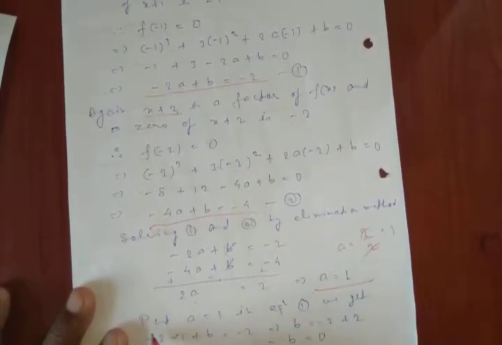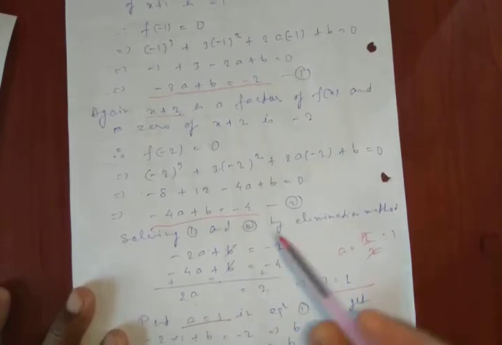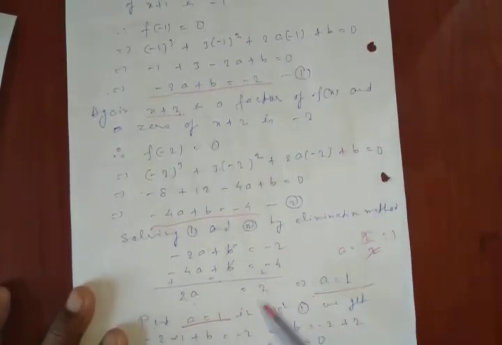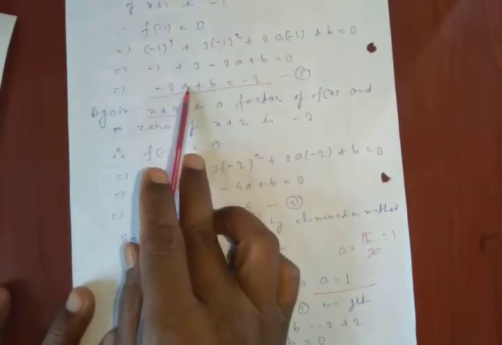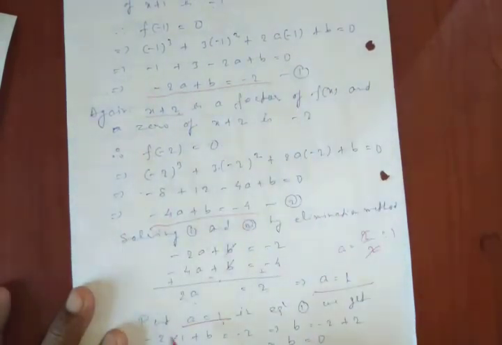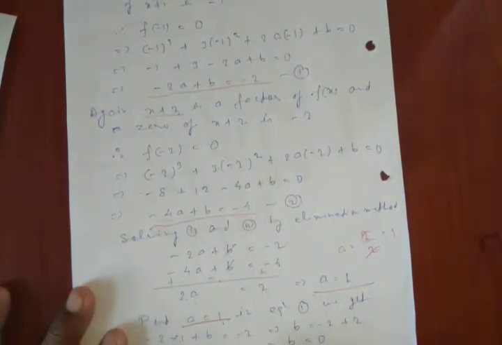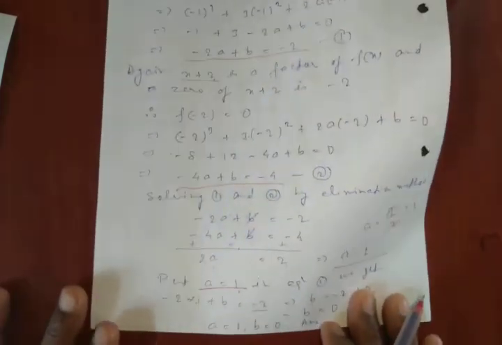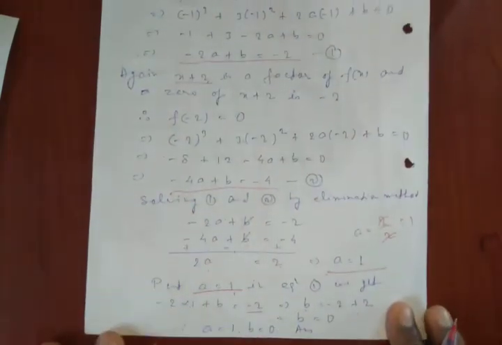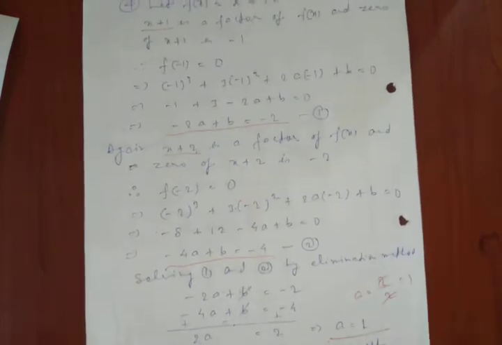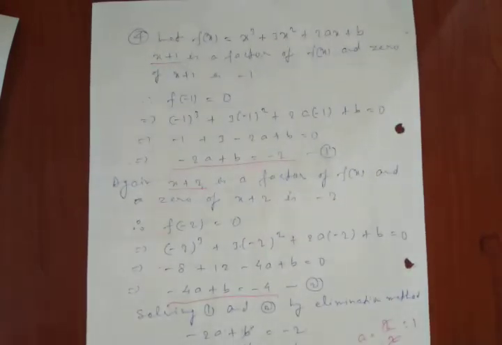And then now put the value of a equal to 1 in any equation, either 1 or 2. I have put the value of a equal to 1 in equation 1. So that is minus 2 into 1 plus b equal to minus 2. Minus 2 into 1 is minus 2. So here see that b equal to minus 2, and this minus 2 will come to this side, it will be plus 2 here. So b equal to minus 2 plus 2, that is b equal to 0. So the answer of a is 1 and the answer of b is 0. So this is the answer of question number 4. This is a long answer question, I think.